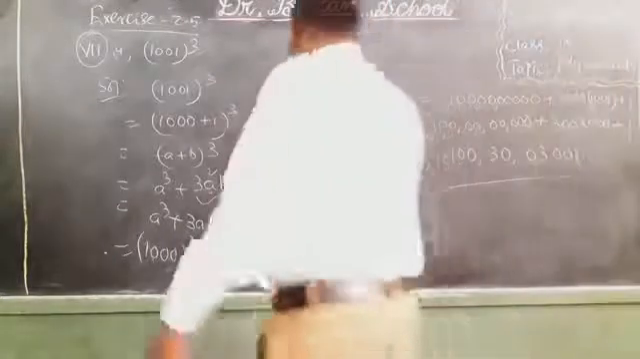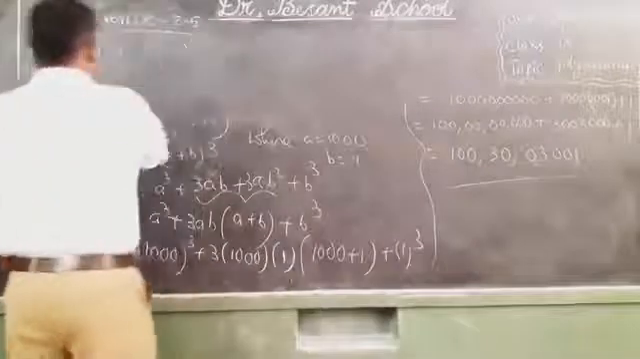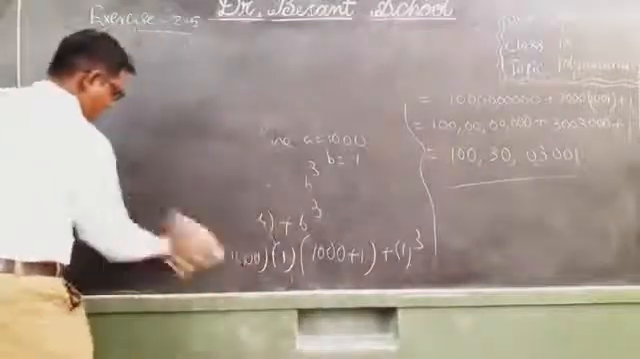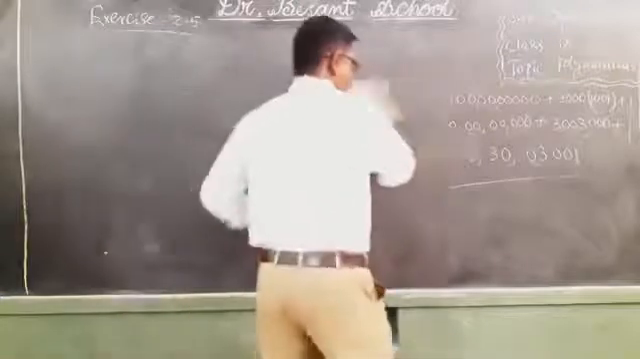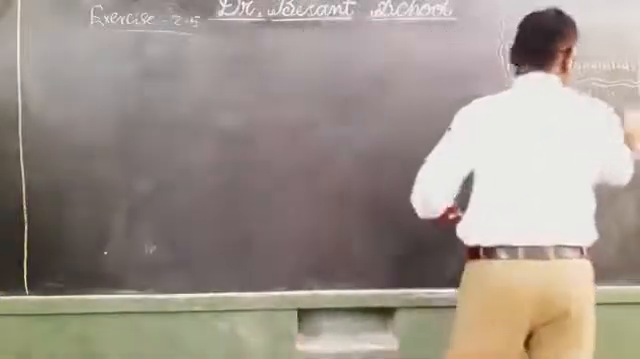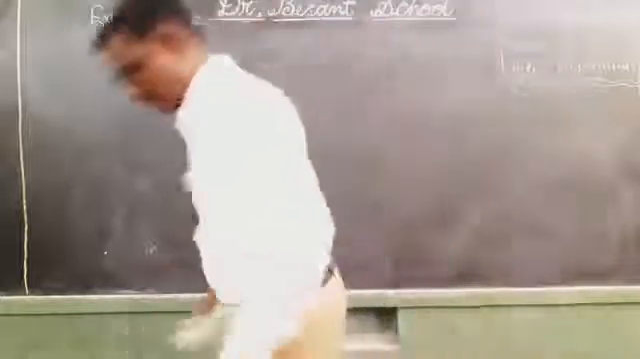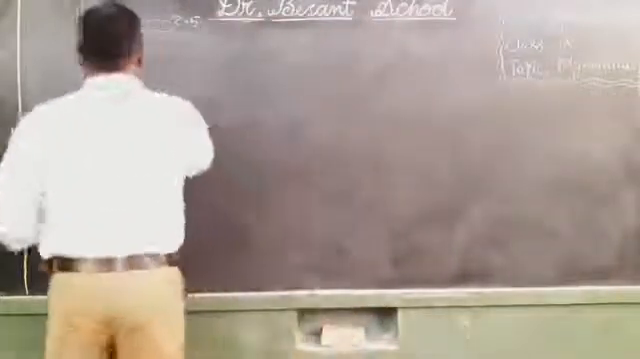Okay, children. So these are the two sums from the 7th Roman out of 4 sums. You can do the other 2 sums also easily by applying some algebraic identity. Yes, children. Come to the next Roman. This is Roman number 8.